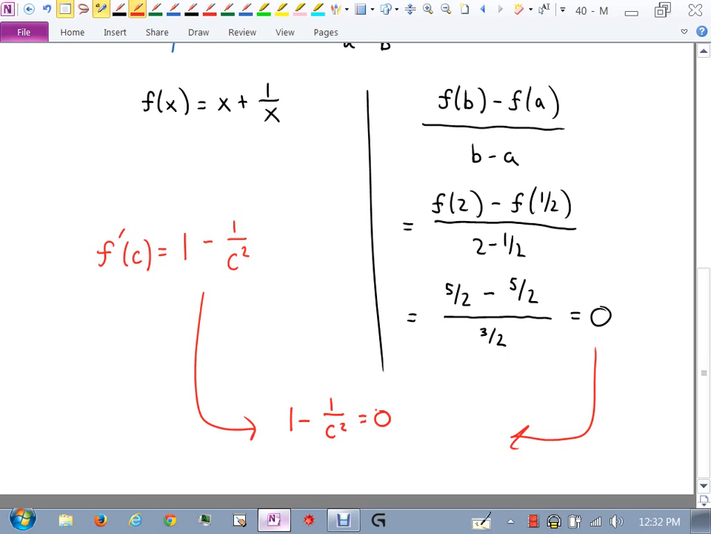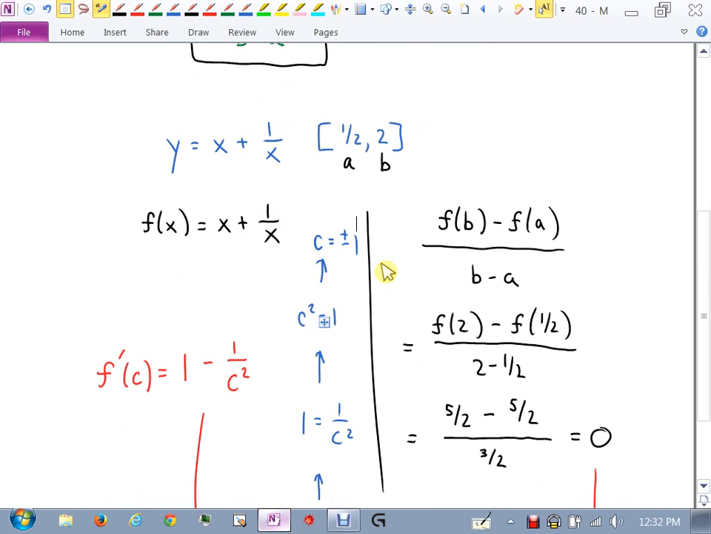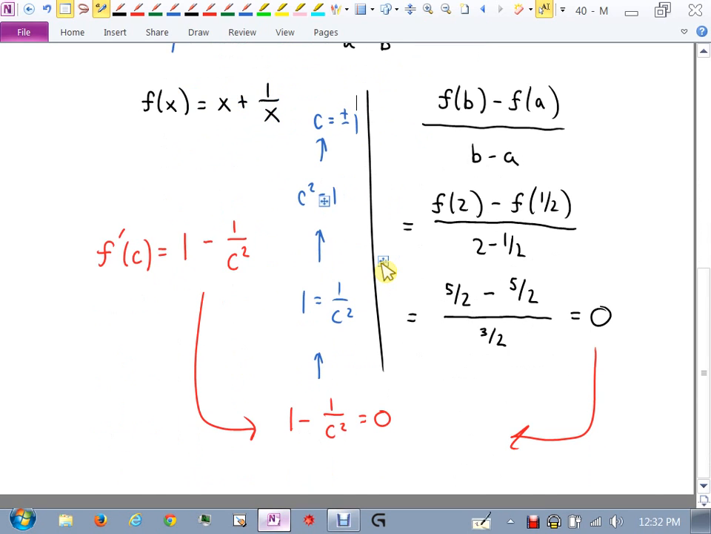And you can move things around. I'm out of room here, so I'll go up with this. This is 1 equals 1 over c squared. I'll multiply both sides by c squared to get c squared is 1. I take the square root, I get plus or minus 1. So move that over, multiply both sides by c squared, take the square root, 2 possible answers, right? But the interval is only 1/2 to 2. So I only have one answer. It's at 1. Understand?